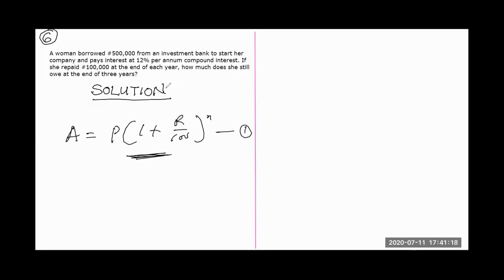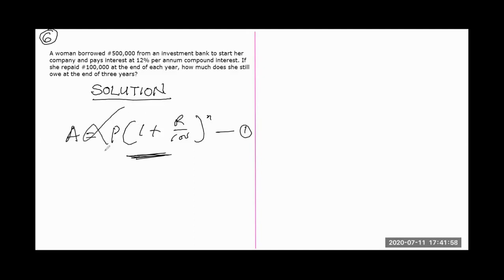But in this question, we are told that she repaid 100,000 naira at the end of each year. That 100,000 naira is not the interest. If it's the interest, of course, we are back to simple interest, because simple interest is when the interest is being returned, as I mentioned earlier. So the woman is returning a certain amount of money, which may be shorter than the interest, or more than the interest. Because of that, this formula has failed us.